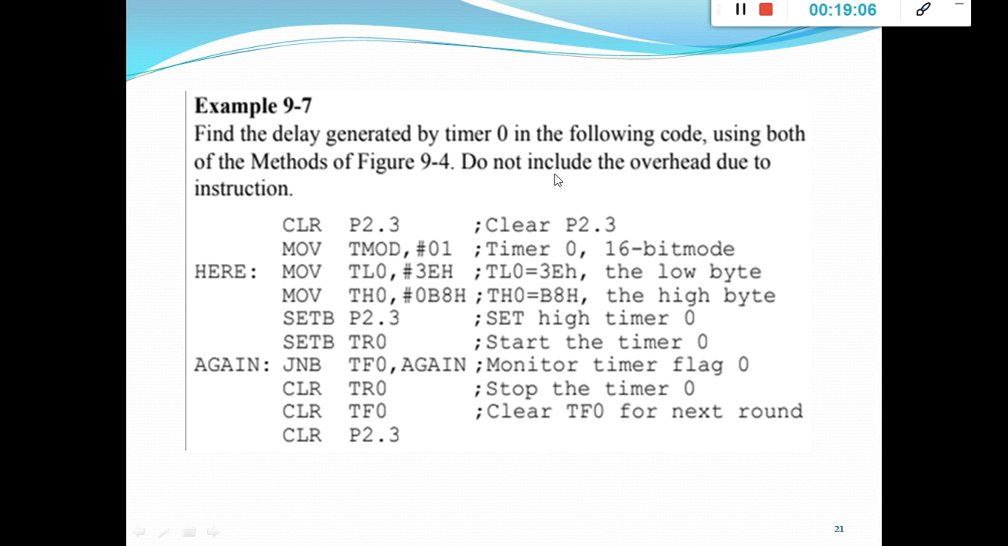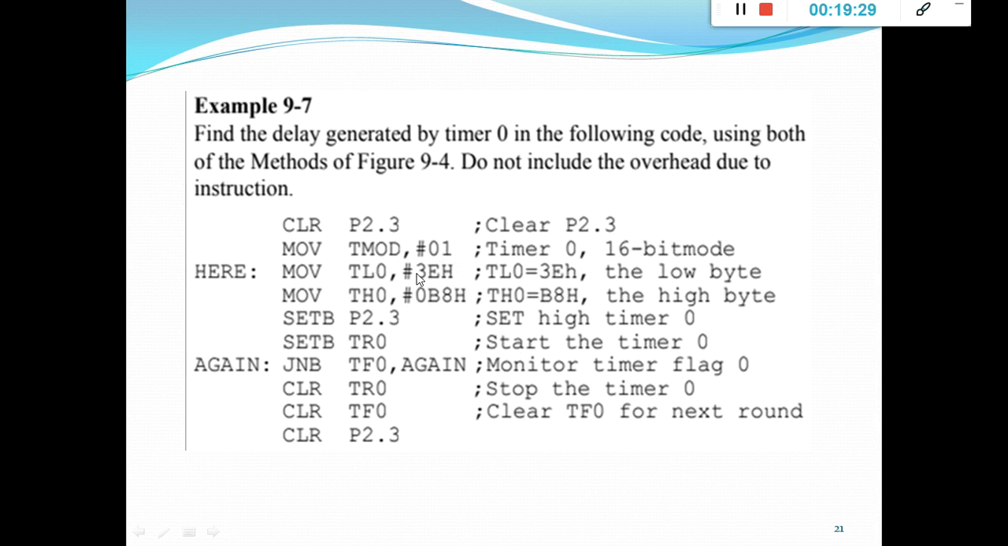Means you have to calculate the time delay in both the methods using the initial count. They told us not to include the overhead. If they told us to include overhead, you would have to write all the machine cycles of each instruction and then calculate the time delay using that. But they already mentioned don't use the overhead here. So how do we calculate the delay in both methods, in both hex and decimal?